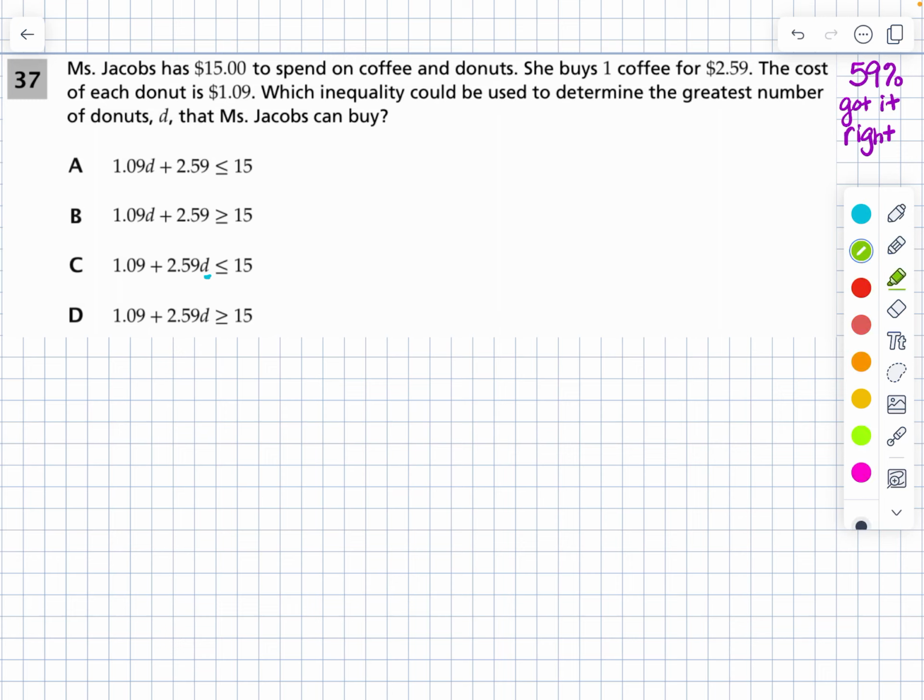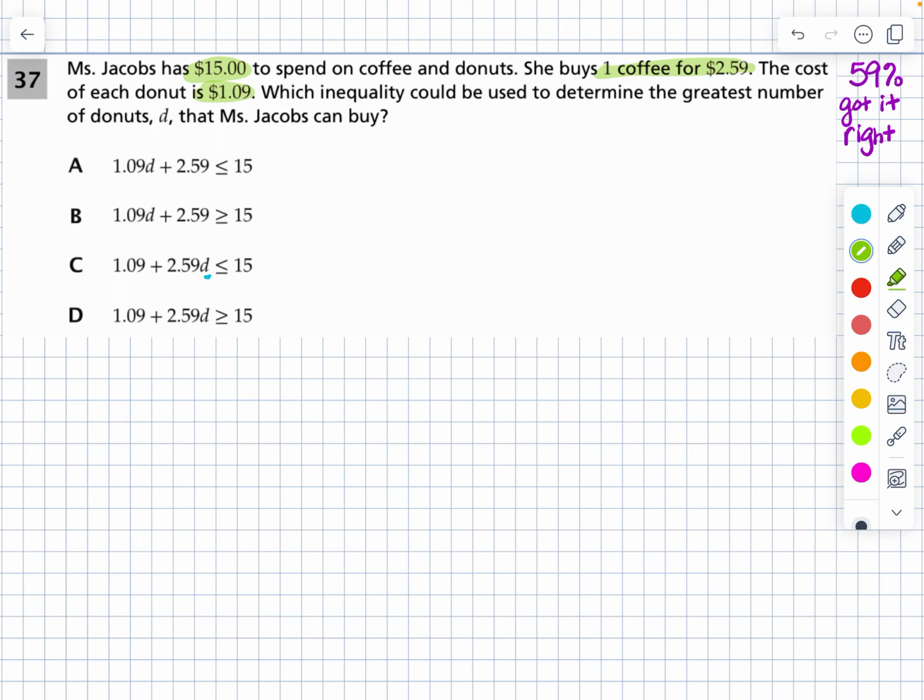Okay, so let's look at a couple of things here. First of all, she has $15 to spend. She buys one coffee, so this is kind of a permanent number. It doesn't change. And the cost of each donut is $1.09. Which inequality could be used to determine the greatest number of donuts, D, that Miss Jacobs can buy?